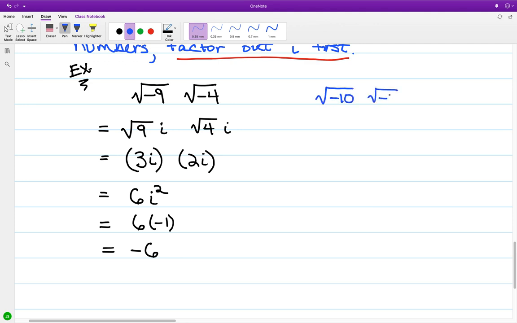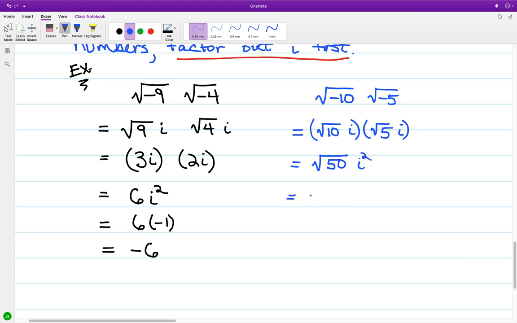And as another case, let's say I have the square root of -10 times the square root of -5. So I can factor out the letter i. The square root of -10 is the square root of 10 times i. The square root of -5 will be the square root of 5 times i. And multiplying together, we have the square root of 50 times i squared.